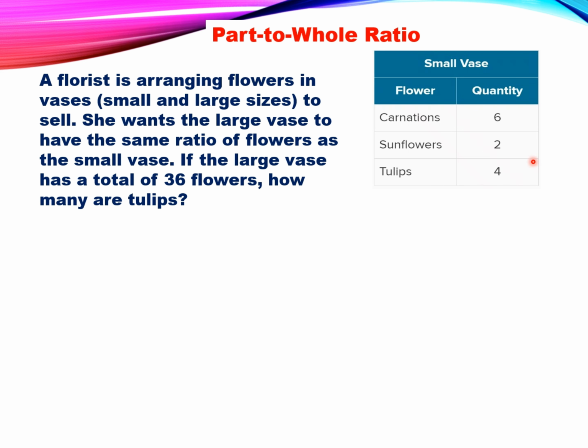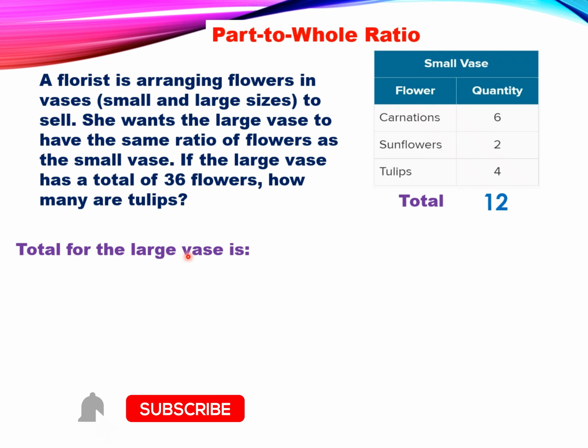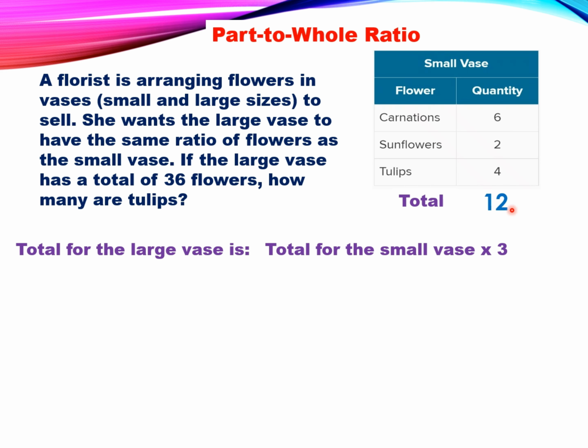The first thing we need to do is to find the total number of flowers in the small vase. 6 plus 2 plus 4 gives us 12. So it means that the total number of flowers in the large vase is gotten by multiplying the total number of flowers in the small vase by 3. 12 times 3 gives us 36.